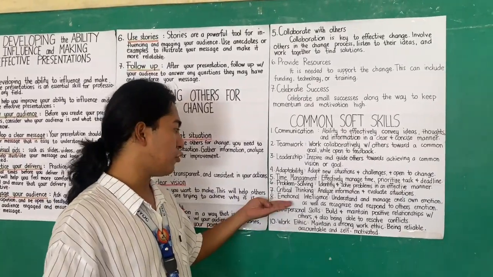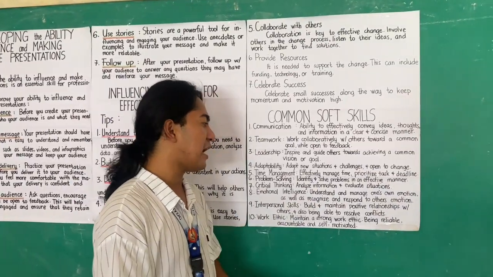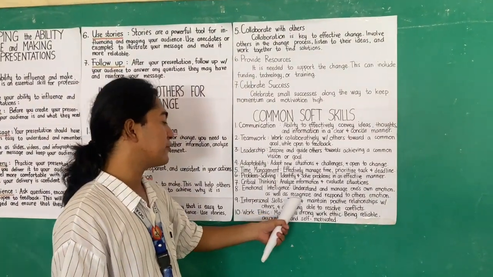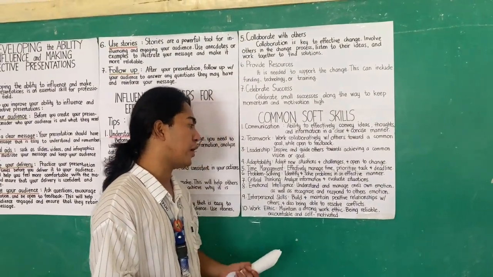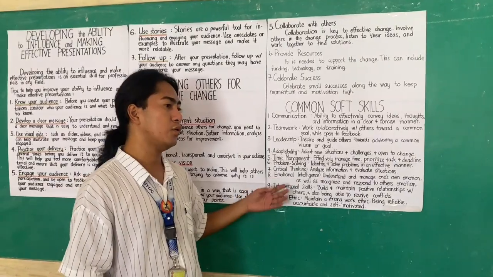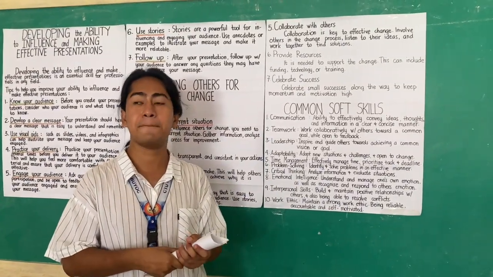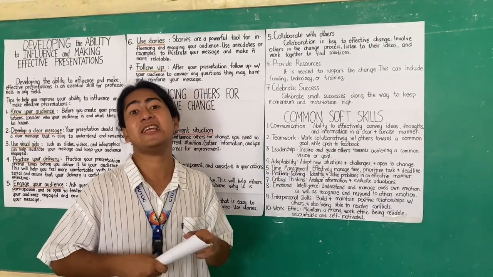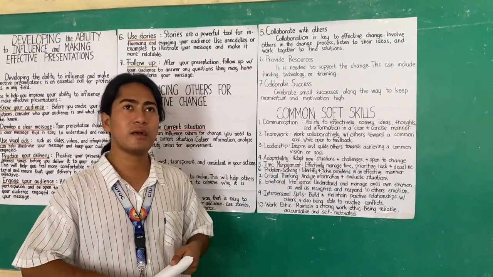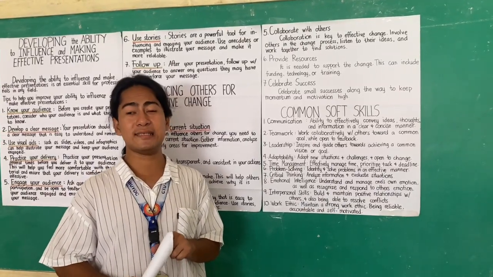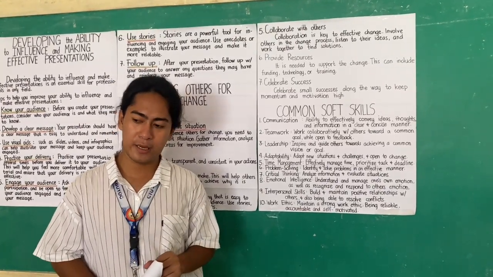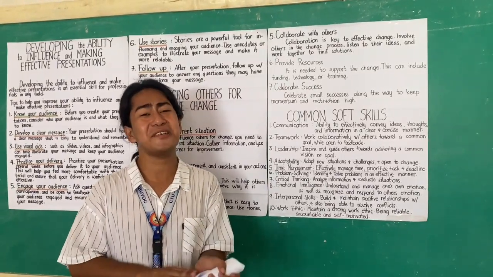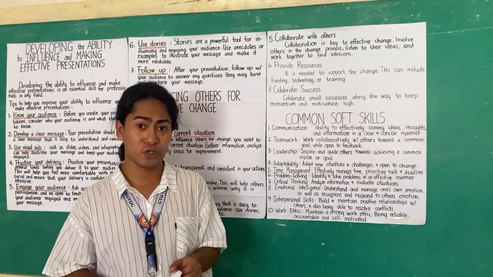So the next one is emotional intelligence. Understand and manage one's own emotions as well as recognize and respond to others' emotions. This is also important. Some of the people, we don't know what emotions they have, right? Some easily get angry. We should understand them because they have their own emotions.